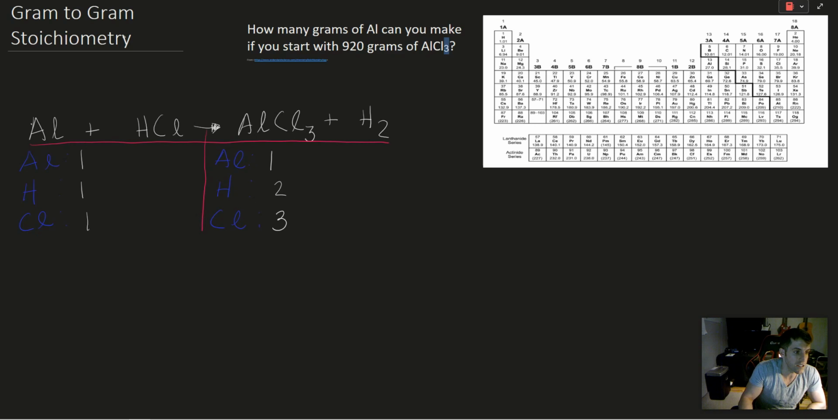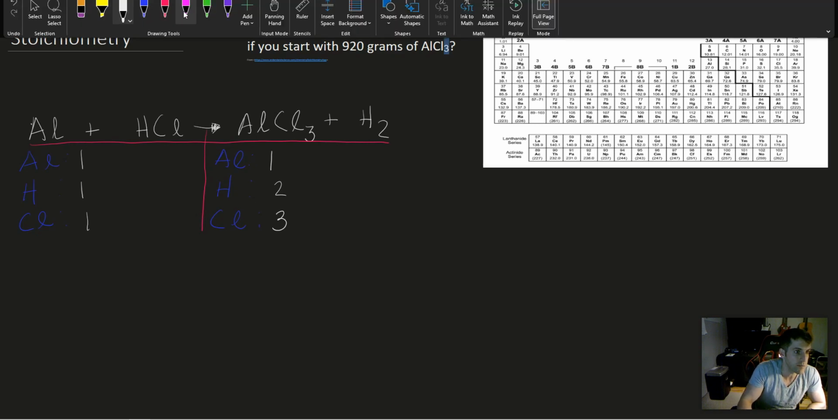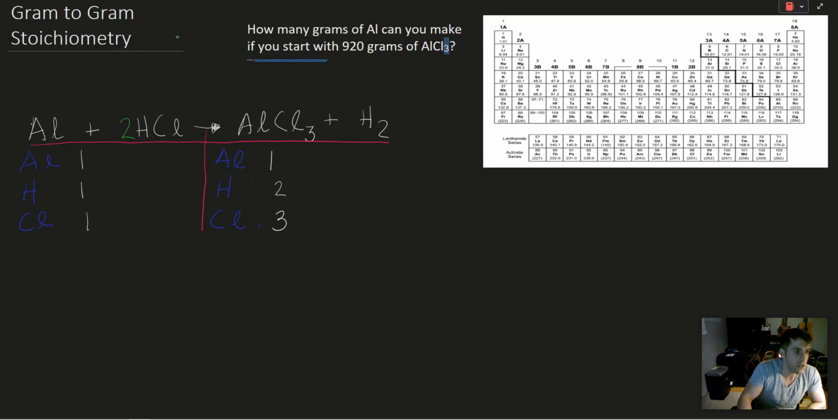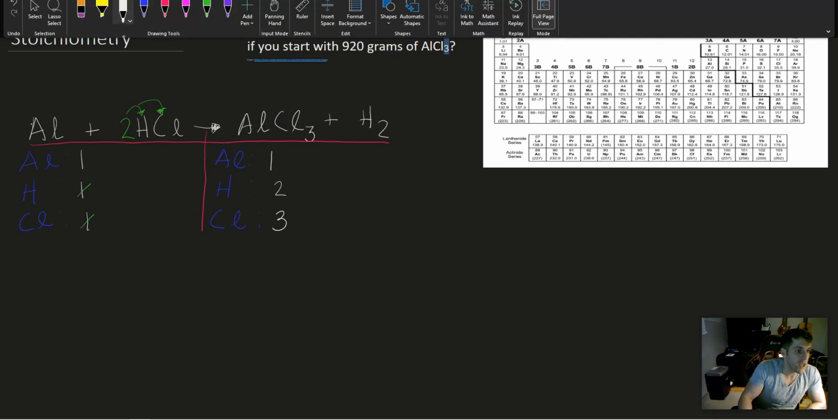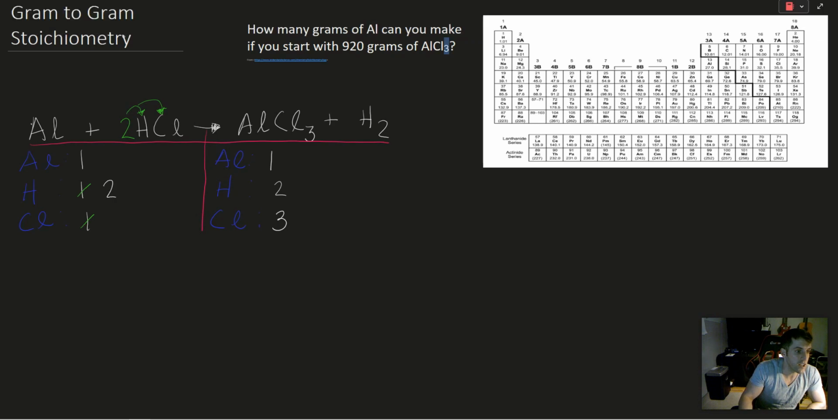Let's try to get this hydrogen to a 2. So the first thing that we are going to do here is let's use some green. We're going to put a 2 here. This affects this hydrogen here. It affects this chlorine here. And so what you're going to see is that we cancel out this, we cancel out that. We now put a 2 for the hydrogen, and now we put a 2 for the chlorine.